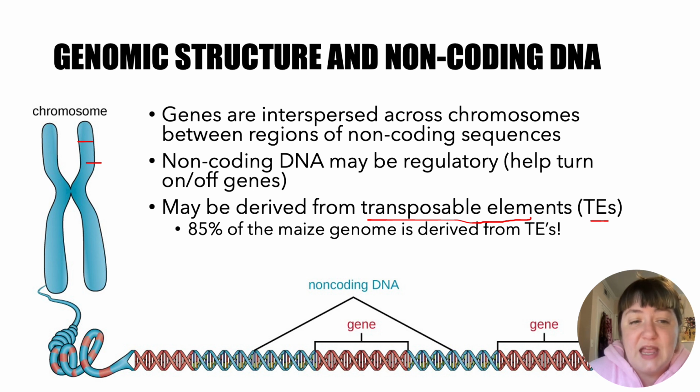Actually, 85% of the maize genome is estimated to be derived from TEs. So the majority of the sequence here on a chromosome in corn is not coding for anything. It's just remnants from ancient viruses.